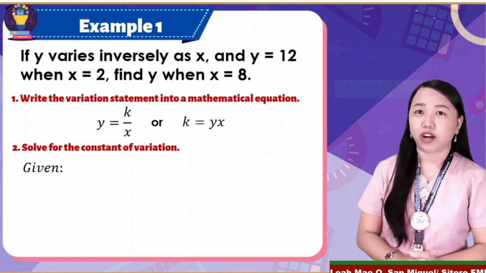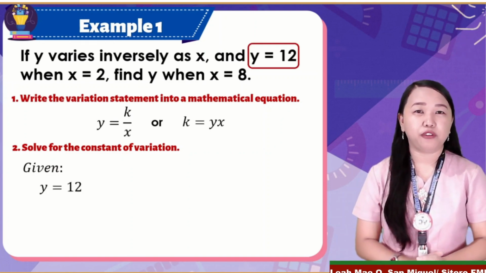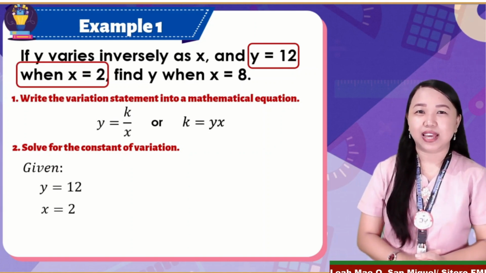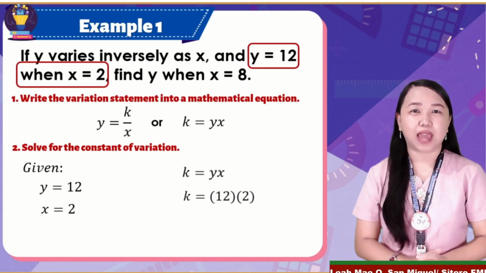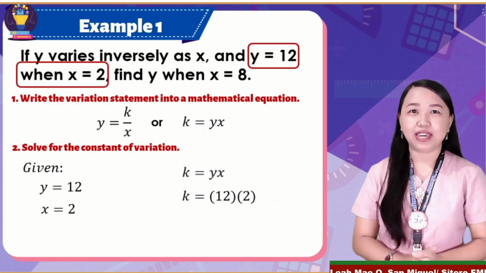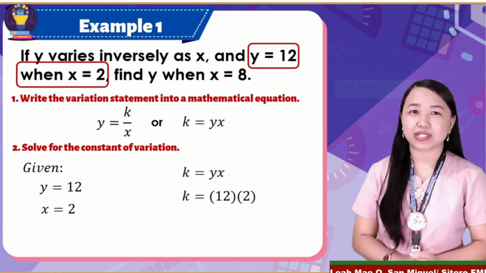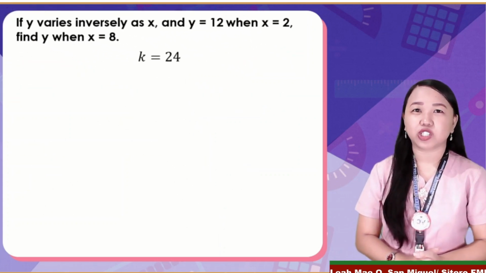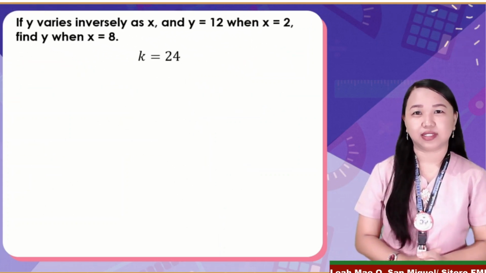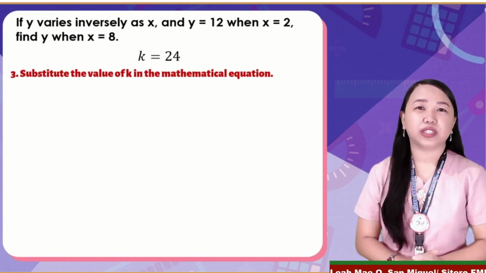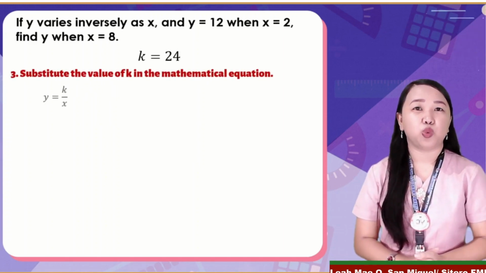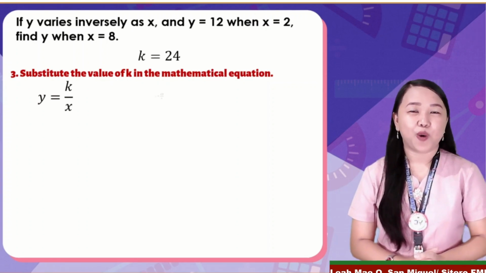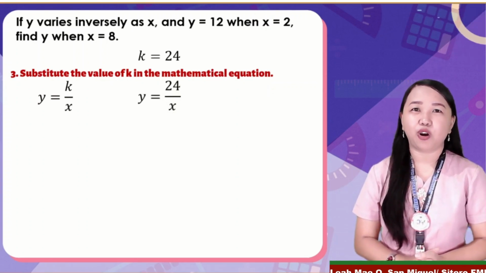The given are y is equal to 12 and x is equal to 2. By substitution, k is equal to 12 times 2. Simplify. 12 times 2 is 24. Hence, the constant of variation is 24. Then, substitute k equals 24 to y is equal to k over x. That is, y is equal to 24 over x.